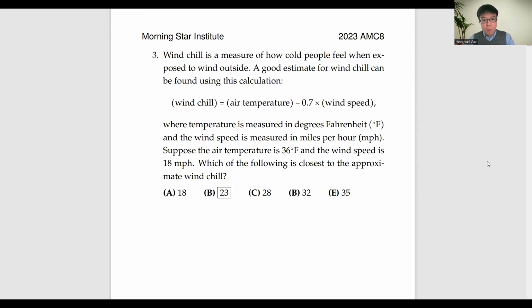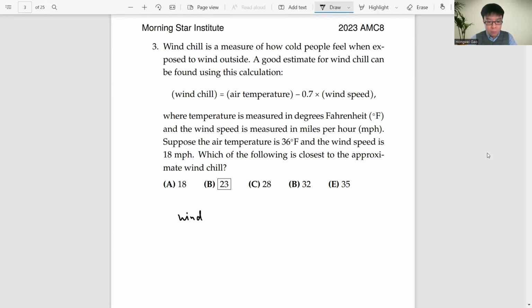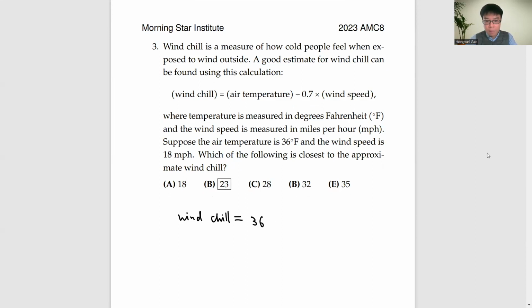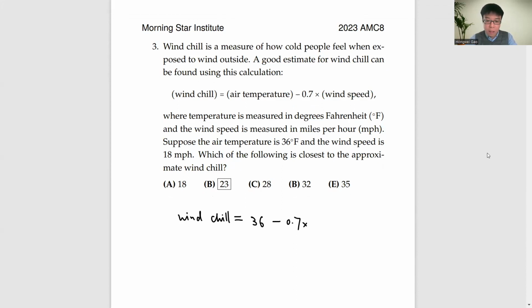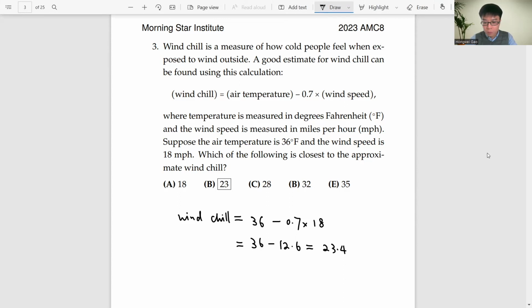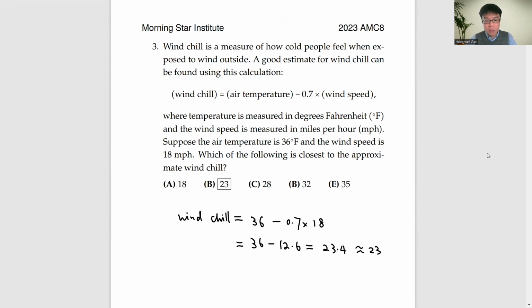Question 3. In this problem, we are given a formula to compute something called wind chill. So it's air temperature minus 0.7 times wind speed. We're given everything, so let's just do the computation. The wind chill is equal to the air temperature, which is 36 degrees, minus 0.7 times the wind speed. Here it is 18 miles per hour. The units match, so we just do the computation. It equals 36 minus 12.6, which is 23.4, closest to 23. So the answer here is B, 23.